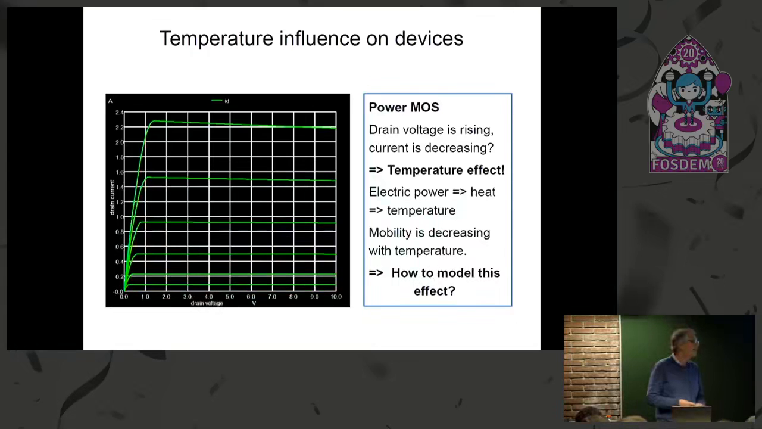Yeah? You're keeping the gate voltage constant? No, the gate voltage is stepwise. Okay, so the question was, do I keep the gate voltage constant? No, I don't. This is stepwise increasing in gate voltage here. Yeah, so the lowest graph is the lowest gate voltage, and it's just raising up.